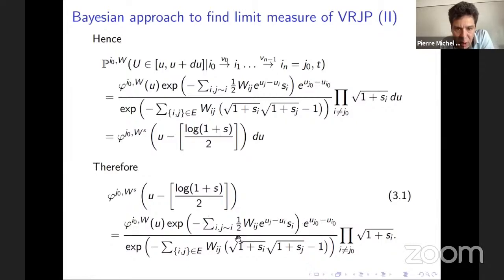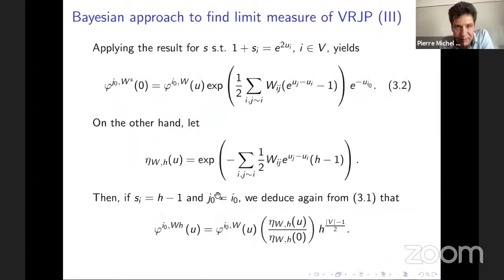That gives you the sum of 1/2 Wij e to the uj minus ui, and then also the minus 1 part in the exponential in the denominator. So we had that formula.